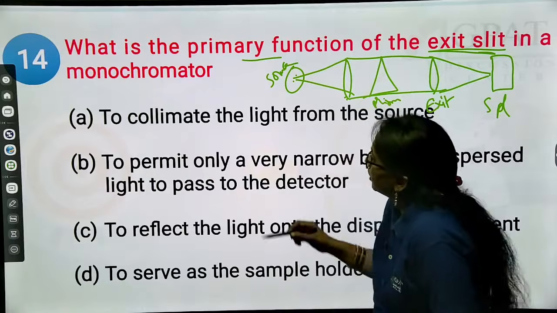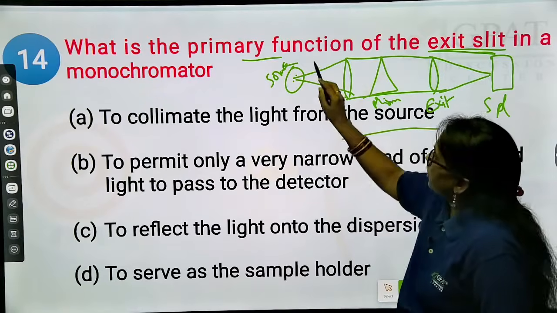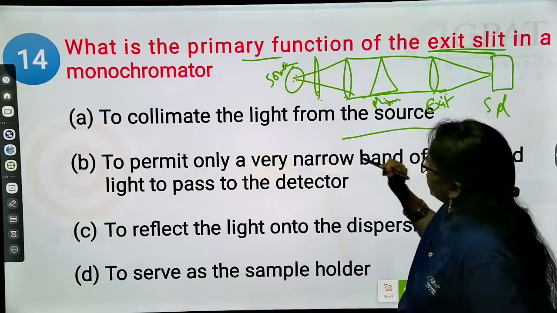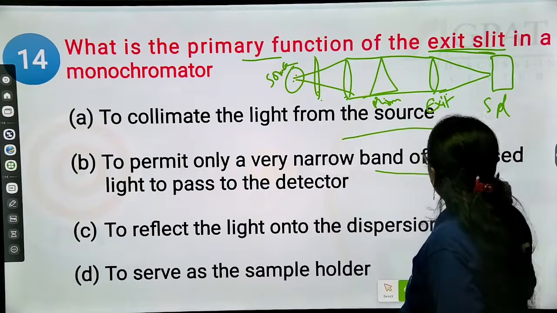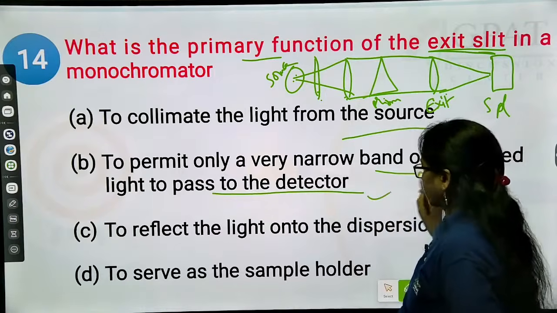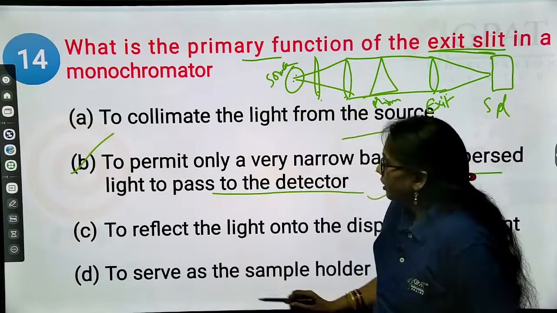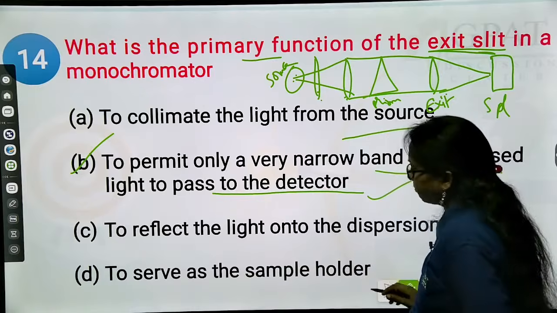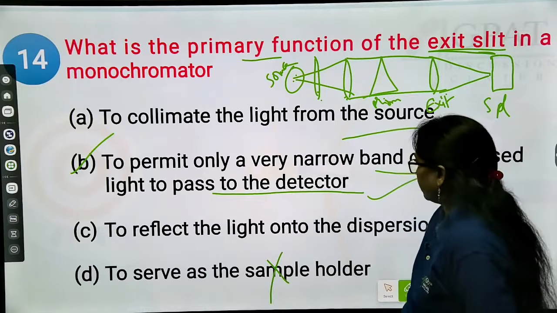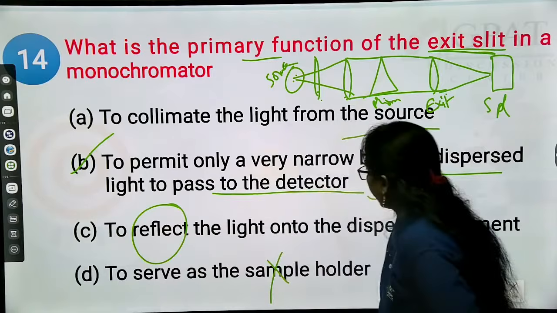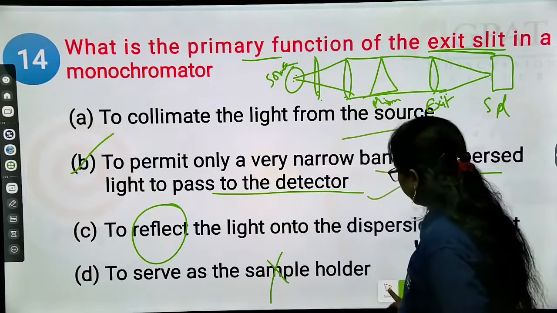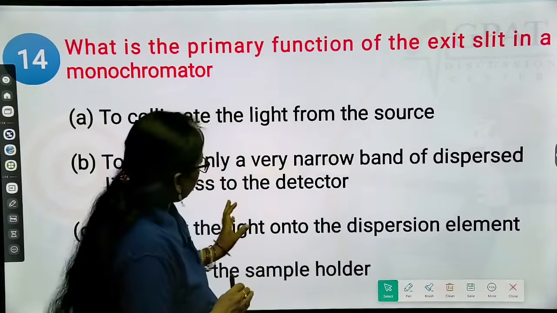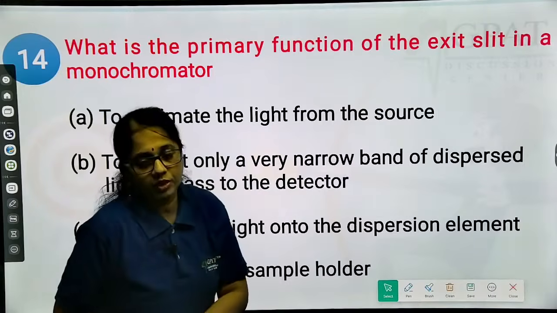What is the purpose? To collimate the light from the source. Actually, some collimators are also used, but that is not the purpose of the exit slit. To permit only a very narrow band of the dispersed light to pass to the detector. Yes, option B is going to be the right answer. To reflect the light into the dispersion element, or to serve as the sample holder? No, very irrelevant. Reflection nowhere is going to be happening. Only option B is the right answer: to permit only a narrow band of the dispersed light to reach the detector. That is the purpose of the exit slit.